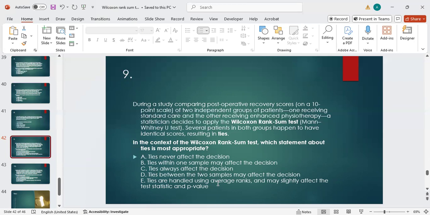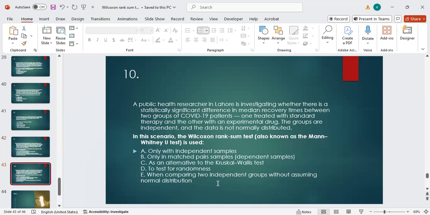Option A, ties never affect the decision. Option B, ties within one sample may affect the decision. Option C, ties always affect the decision. Option D, ties between two samples may affect the decision. Ties are handled using average ranks and may slightly affect the test statistic and p-value. E, yes, E is the right answer.